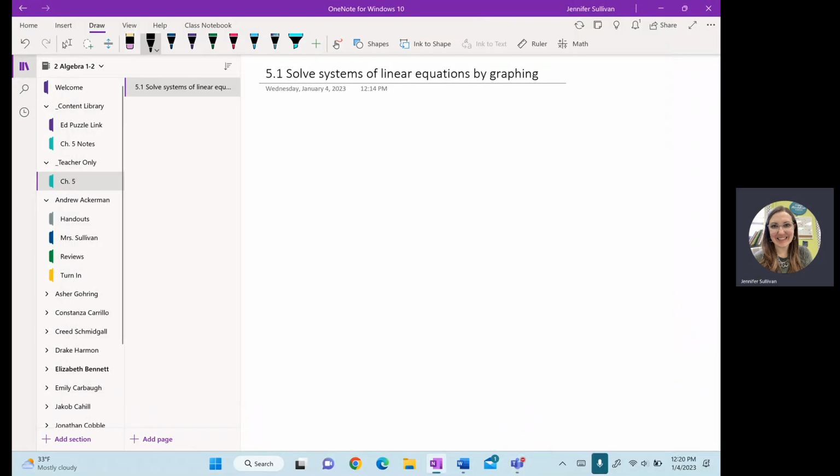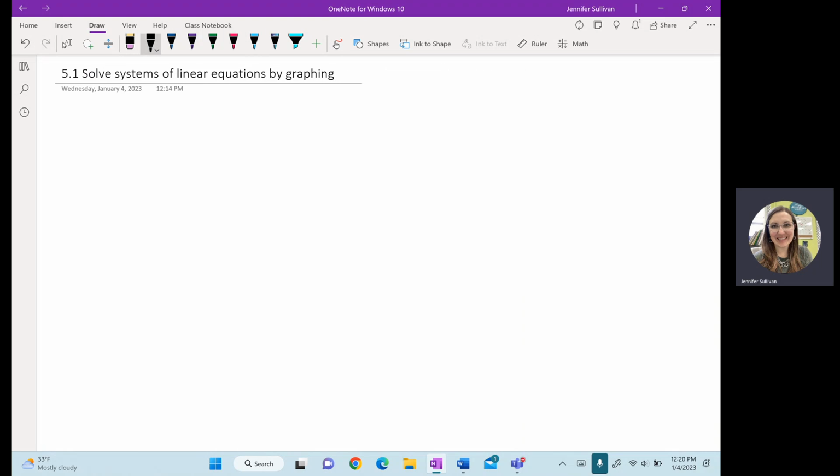We are beginning with lesson 5.1, talking about how to solve systems of linear equations by graphing. Now, I know that title might seem a little bit intimidating. So before we get too freaked out, let's just start from the very beginning of the first word.